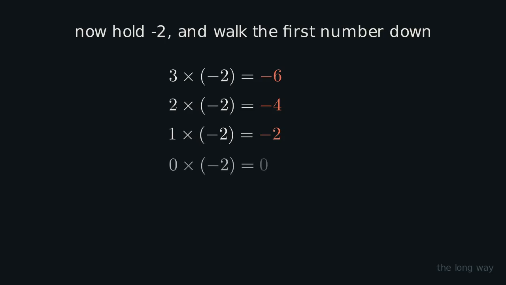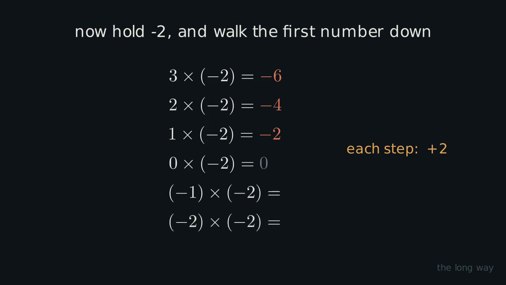Negative 1 times negative 2. If the pattern holds, the answer climbs by 2 once more, from 0 up to positive 2. And it does. Negative 1 times negative 2 is positive 2. Negative 2 times negative 2 is positive 4. The numbers were never going to let it be anything else. To keep the pattern alive, negative times negative simply has to turn positive.